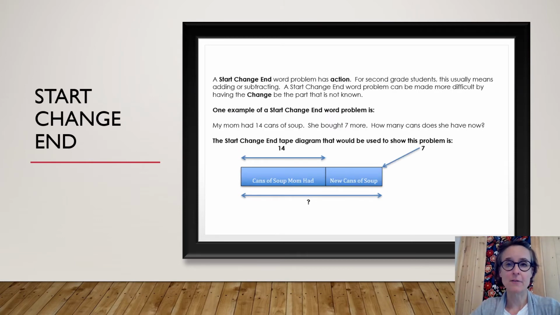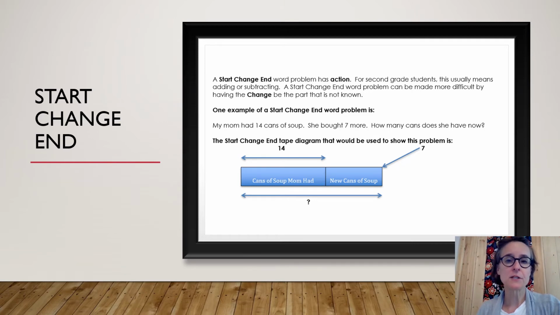Our next tape diagram is start, change, end. Start, change, end problems are very similar to part, part, whole. We just have some action. Let's look at this problem together. My mom had 14 cans of soup. She bought 7 more. There's the action. I'm picturing her buying more at the store. How many cans does she have now?